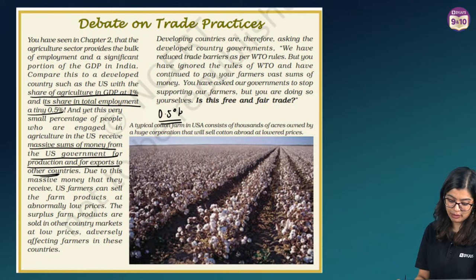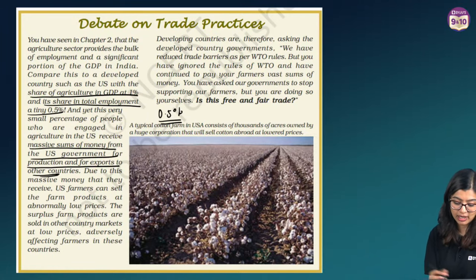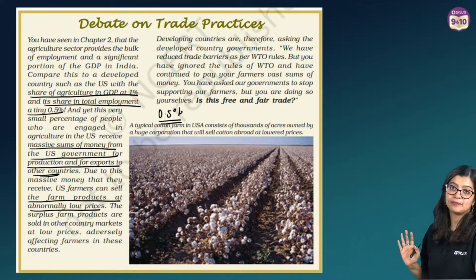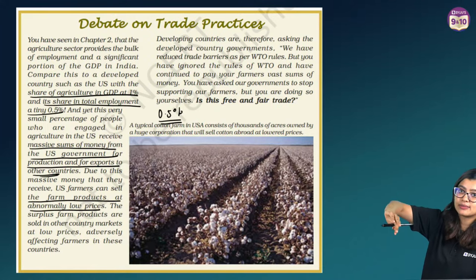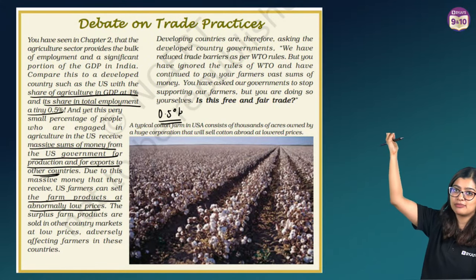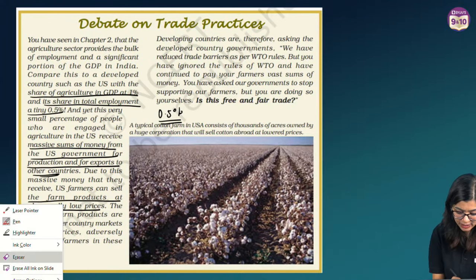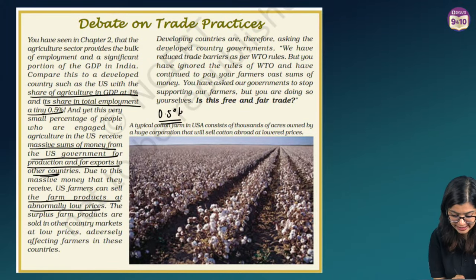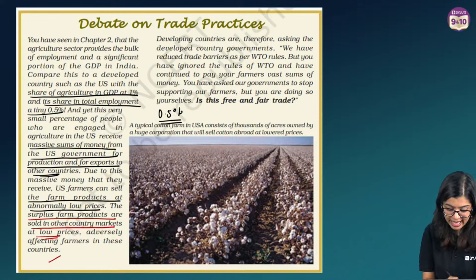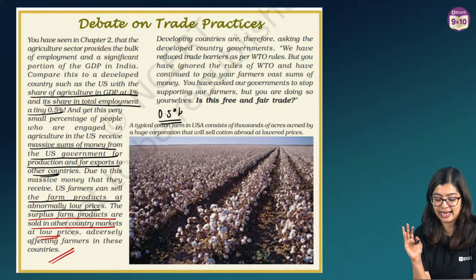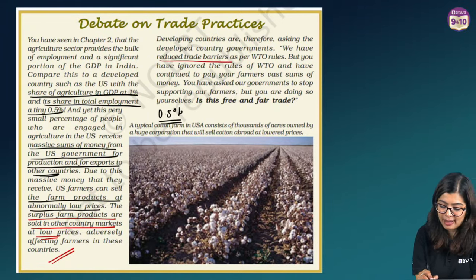Due to this massive money they receive, US farmers are able to sell their farm products at an abnormally low price. See, they are getting money from the US government, so they are making lots of money and they're also selling at a very low price. Now, at this rate, what happens? Surplus farm products are sold in other countries' markets at low prices, thereby affecting the farmers. So developing countries are saying that, see, we reduced our trade barriers, but you have ignored the rules, right?